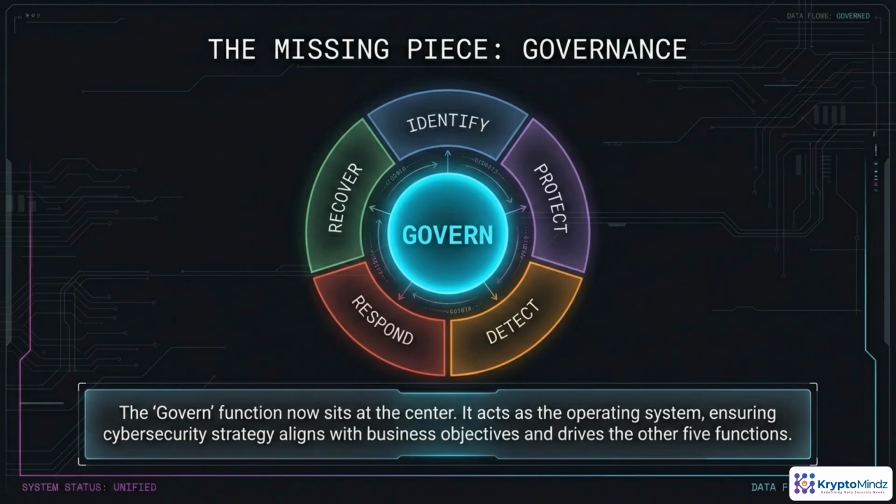In CSF 2.0, govern is the missing piece that ties everything together. Think of it as the operating system for your cybersecurity program. It defines who is accountable, how decisions are made, what risk appetite looks like, and how priorities are set. Identify, protect, detect, respond, and recover are still critical, but govern decides where you invest, what good enough means, and how you report to leadership. Without strong governance, even great technical controls remain ad hoc and fragile.